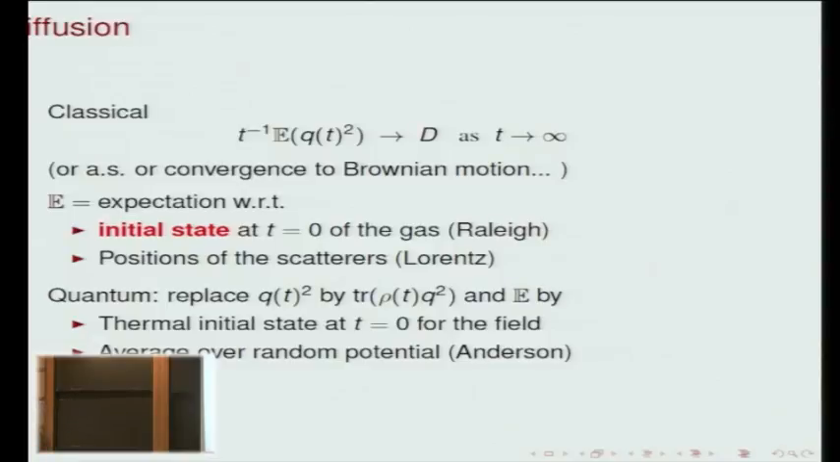So instead of the expected value of q squared, you take the trace of the density matrix times q squared first of all, and in the Anderson model, then you would take the average over the random potential. In the Rayleigh gas, you take an initial thermal state for the free field, and that's included in this trace here. So the randomness comes in slightly differently in the two cases.